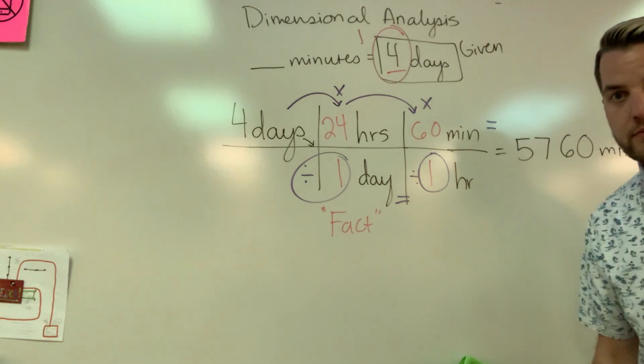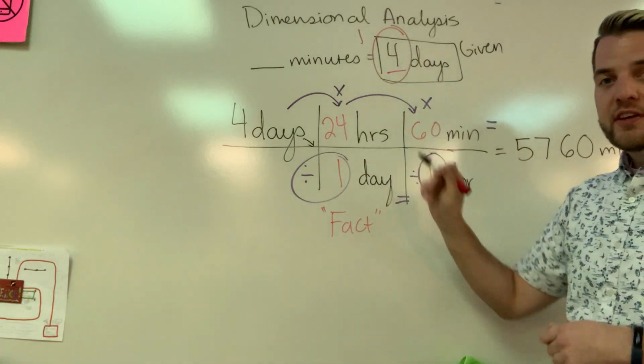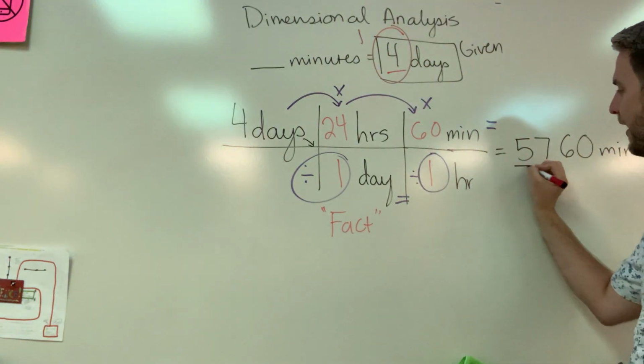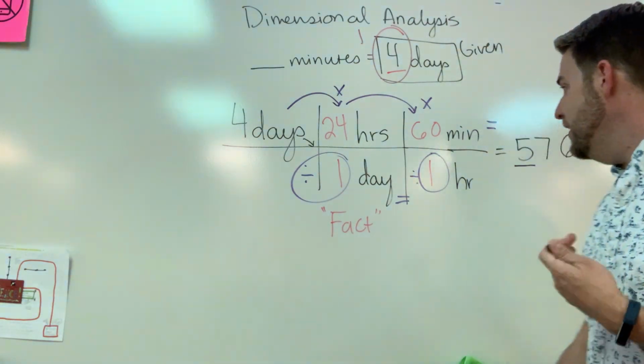5,760 minutes. I don't know if y'all can see that, but I put M-I-M. Yeah, that's an N. So with one significant digit, I am going to be rounding to this digit. So I'm going to round to the nearest thousand.